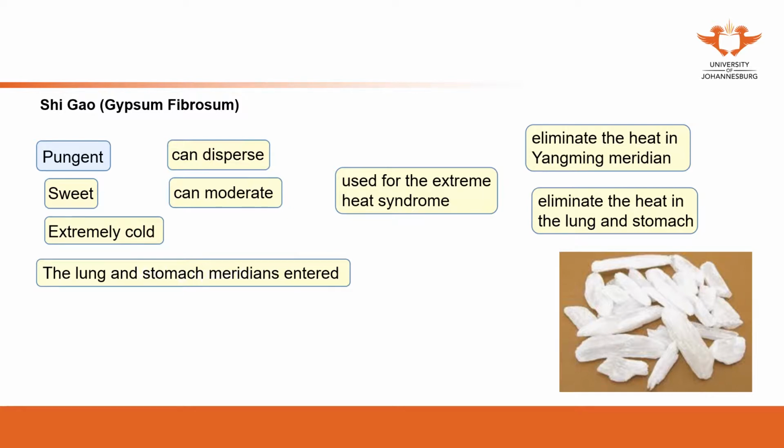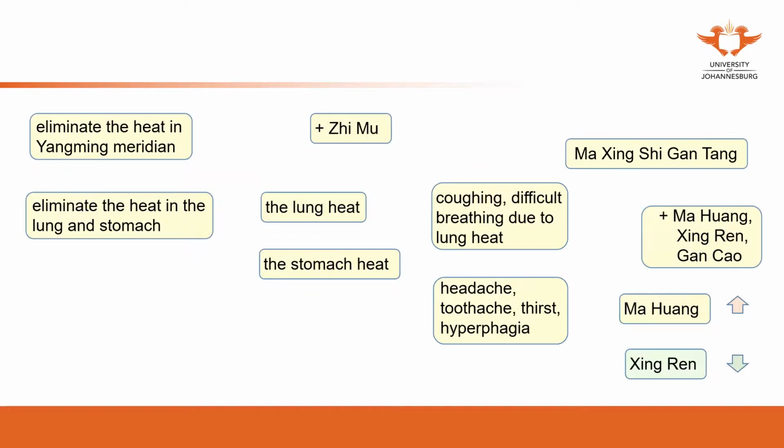石膏, pungent and sweet, extremely cold. Extremely cold herbs can be used for extreme heat. It eliminates the heat in the Yangming meridian. That's why we say Yangming disease. When you select this function, you need to add 知母, mutual reinforcing.